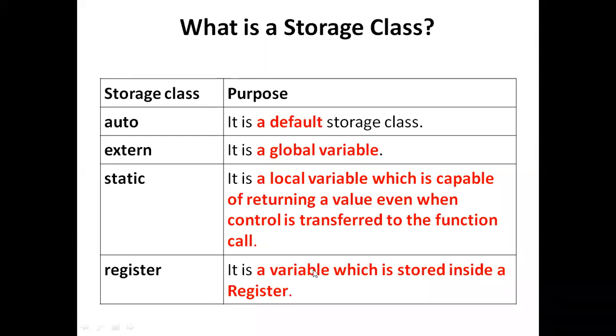Suppose I want to make the access faster. Faster access means, other than the memory where we store the data, inside the registers we are going to store the data.